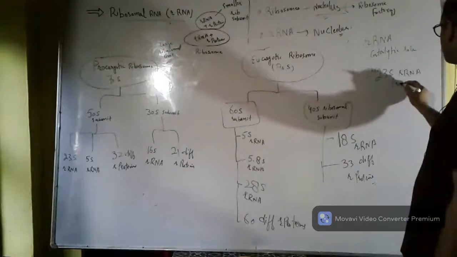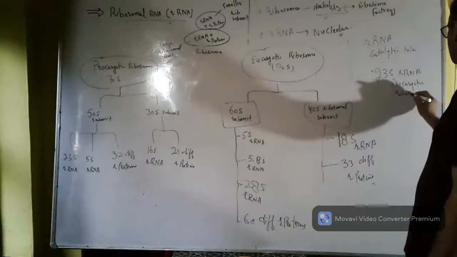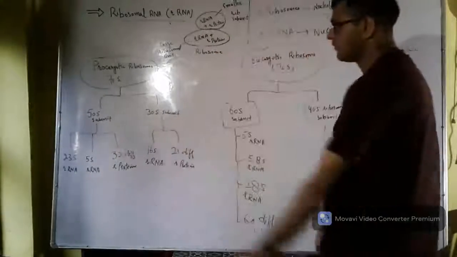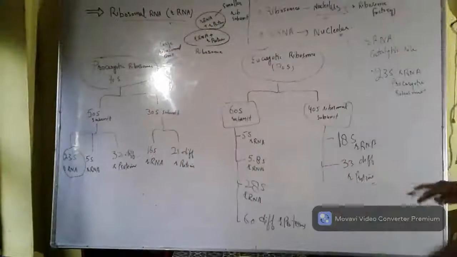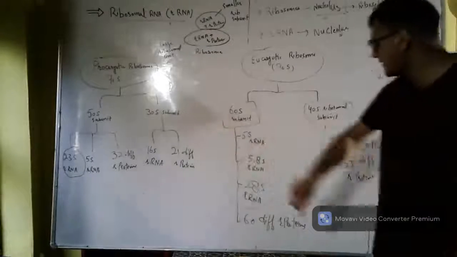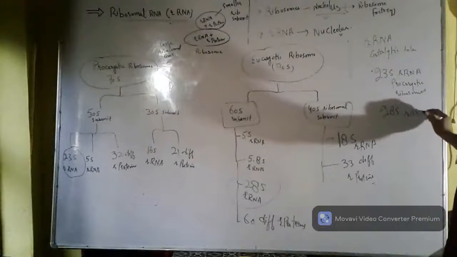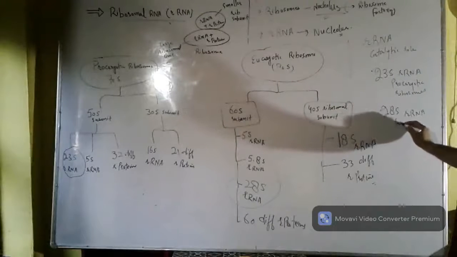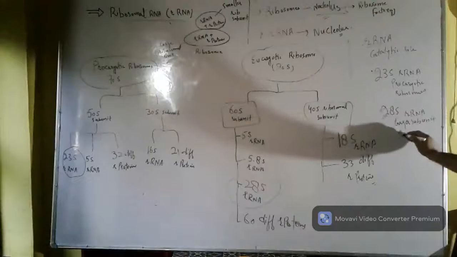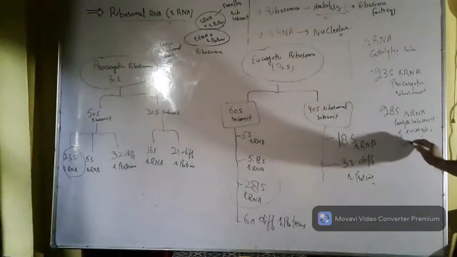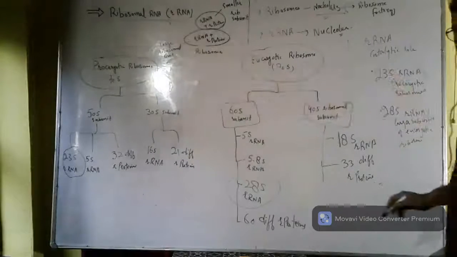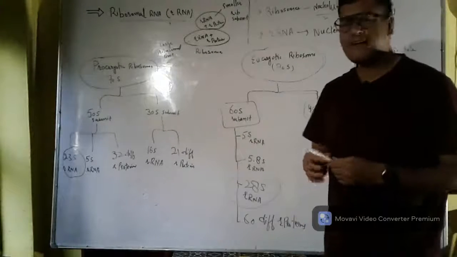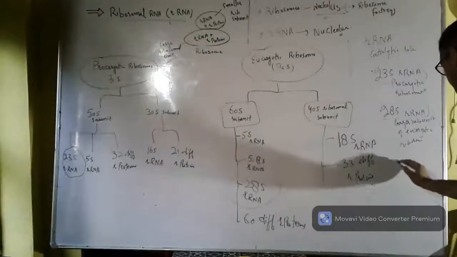In case of the prokaryotic ribosome, this 23S ribosomal RNA is found in the large subunit of ribosome. And another, 28S ribosomal RNA, is found in the larger subunit of the eukaryotic ribosome. These two types of RNAs act as peptidyl transferases in protein synthesis. So this 23S ribosomal RNA and 28S ribosomal RNA are known as peptidyl transferases.